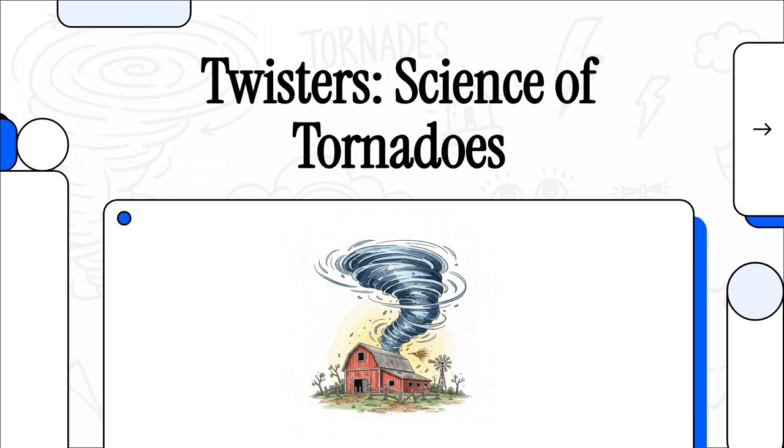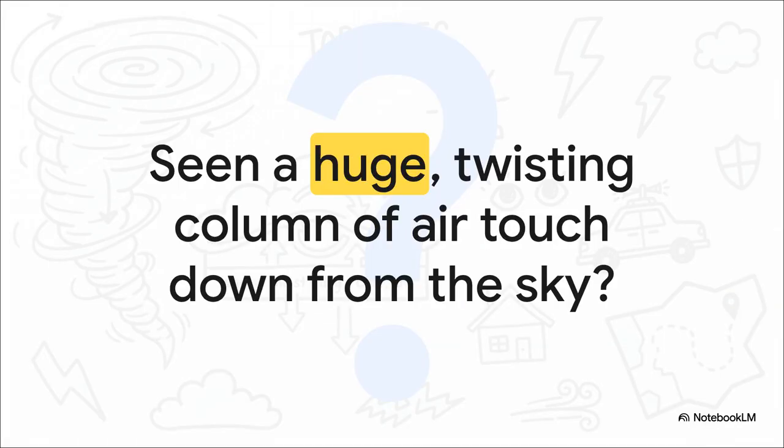All right, today we are diving headfirst into one of the most powerful and honestly awe-inspiring things you can see in nature, twisters. We're going to get right into the incredible science of what actually makes a tornado happen. I mean, you've seen the footage, right? That huge twisting column of air that just touches down from the sky. Whether you've seen it for real or just on a screen, it's an image that just sticks with you.